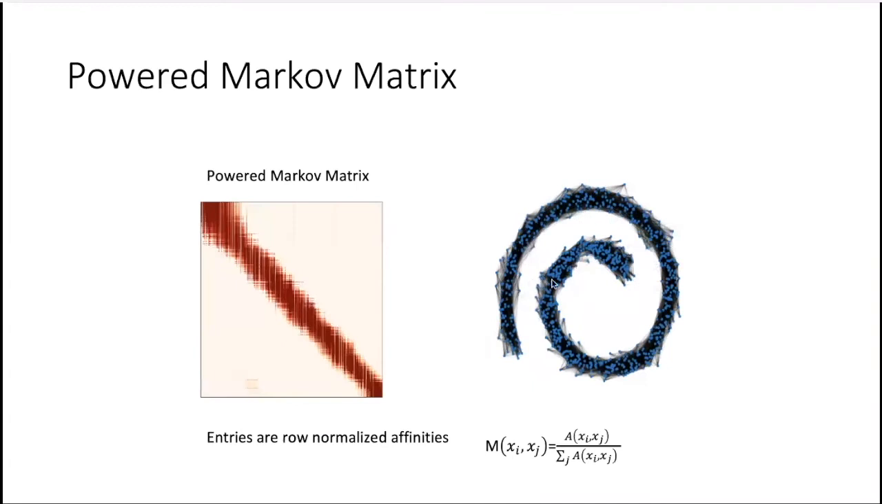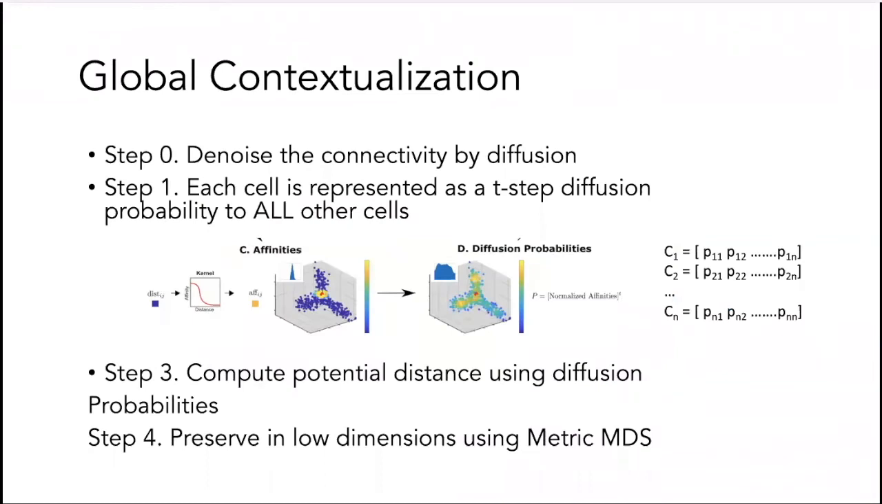It's really the powered Markov matrix that cleans these affinities. And so this is one of the reasons we computed this. This is the idea of denoising and tackling the noise. So now what we've done is we've globally contextualized every data point. Every data point is described as a t-step random walk to every other data point. And this is a way of globally contextualizing, but it's also a way of deriving a statistical manifold. Now each point here is a probability distribution.